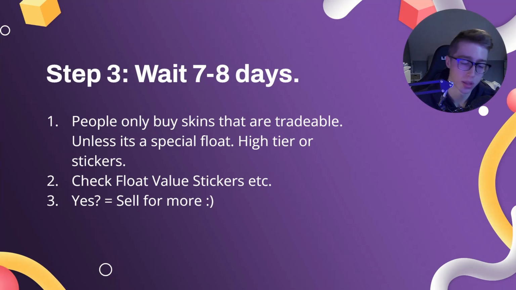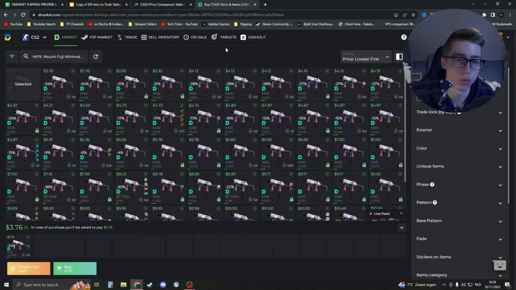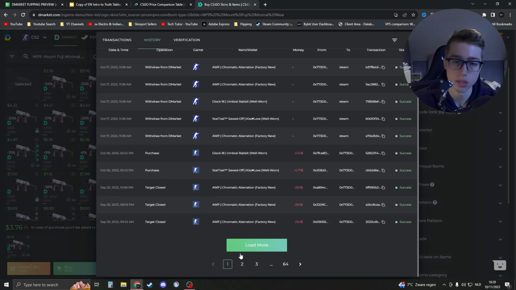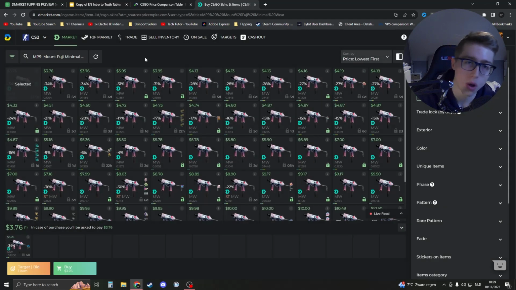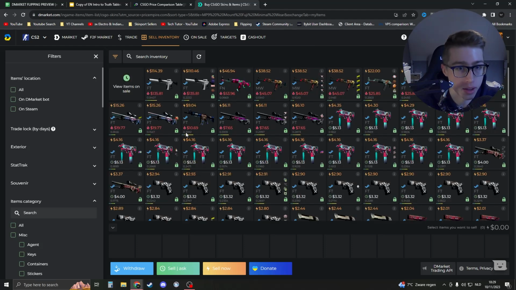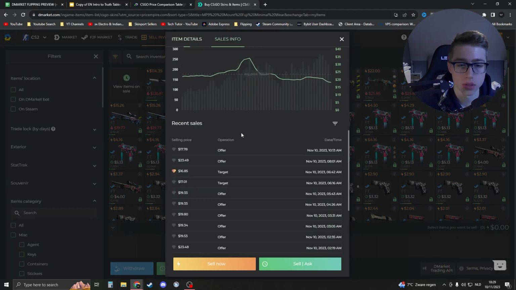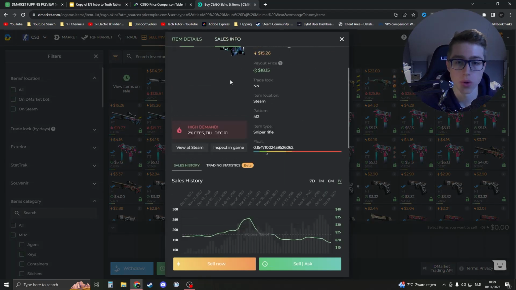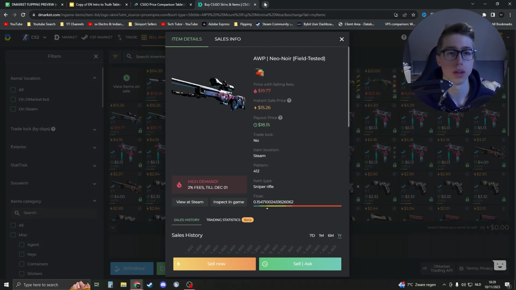Now, one important thing to always look for is when a target comes in and you see it in your inventory, always check the float. Always check the float. So go to your inventory, see what items I received. Take a look at all the floats. So for example, Neo-Noir 0.15. If I had received this skin, I'm going to look, okay, is it worth any overpay? How do I do that?